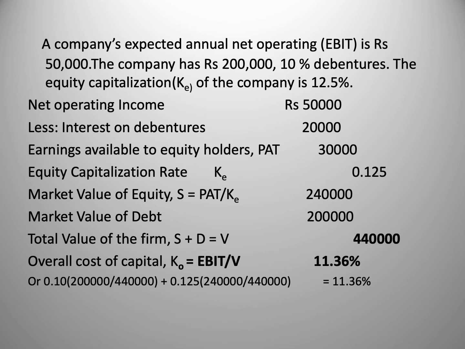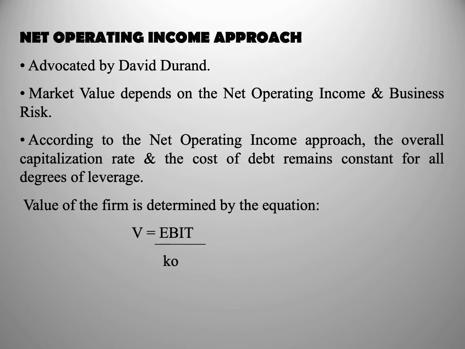So using the formulas of V and KO, we will solve the question and find out the value of the firm. Our next approach is the net operating income approach. This approach is also given by David Durand. This approach is totally opposite to the first one, that is the net income approach.